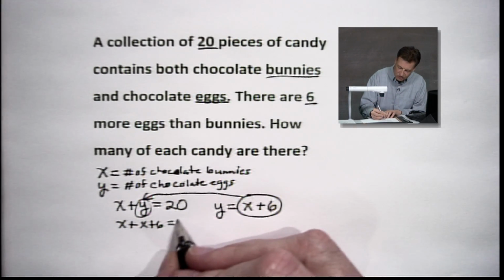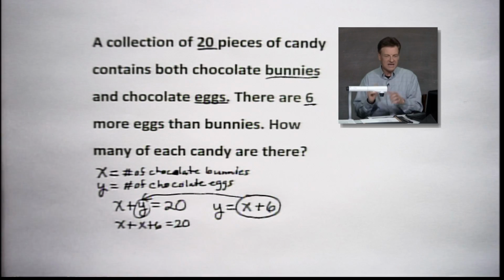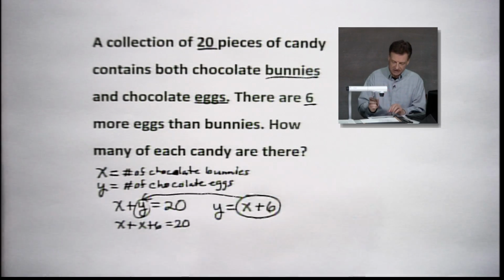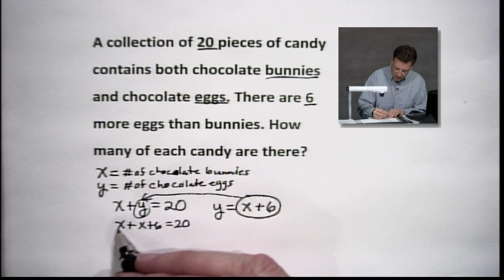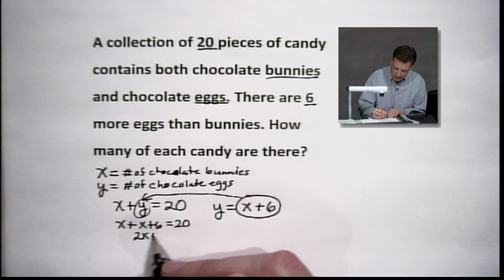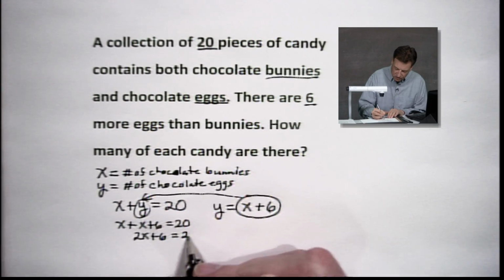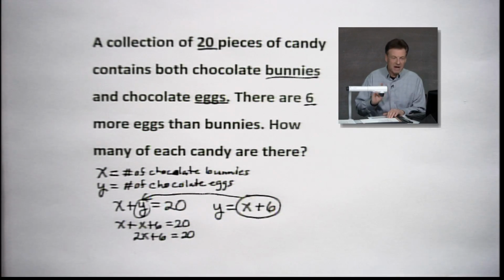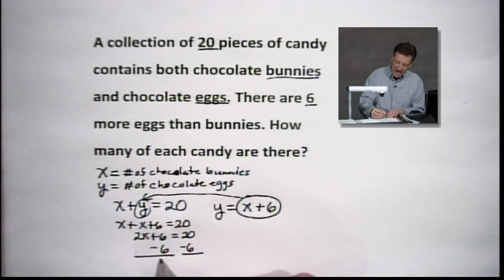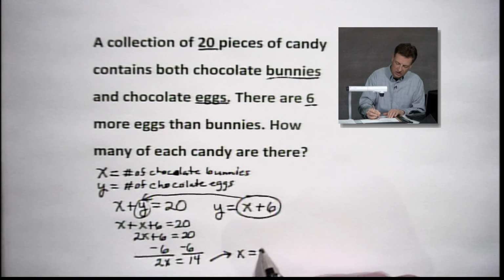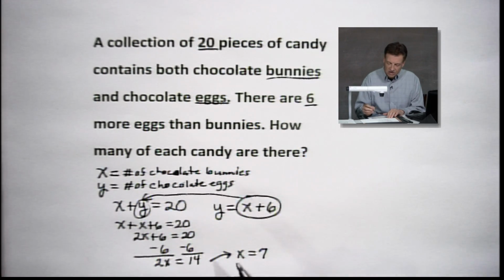The whole idea of doing that substitution is, very simply, we want to have one variable. And when we look at this, it's going to give me 2x plus 6 equals 20. Now, let's get x by itself, so let's subtract 6 from both sides, subtraction property of equality. I've got 2x and 14 over here, and it looks like x is going to equal 7.